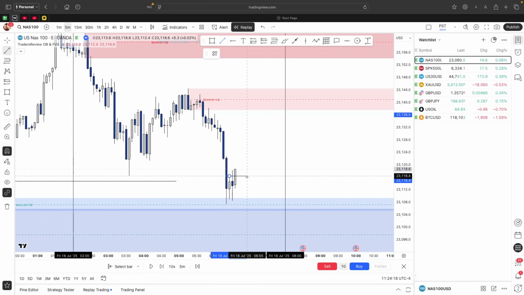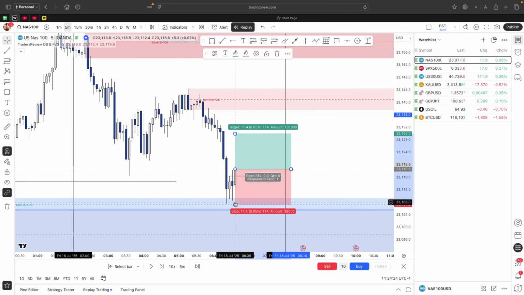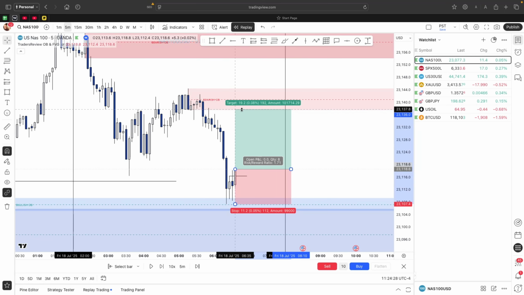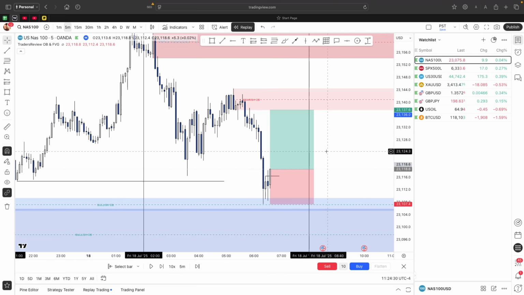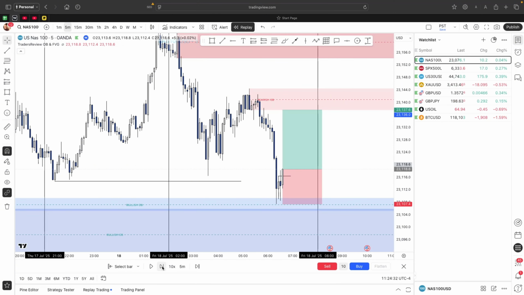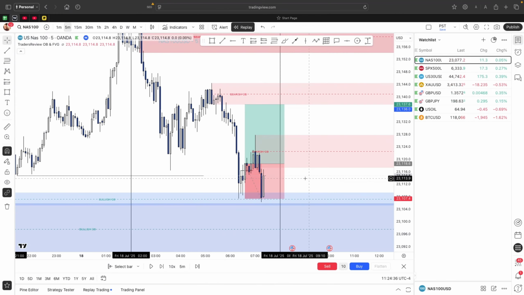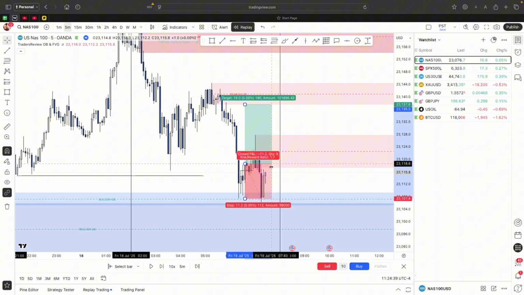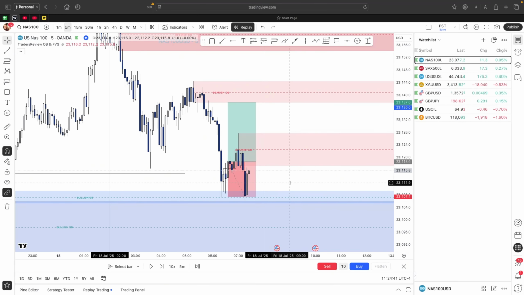We had a break of structure right over there. So now let's enter a trade. Stops below this low. We can target the next level, and that's a 1.7 risk to reward trade. Let's see how it plays out. And as you can see, we got stopped out on this one right over here.